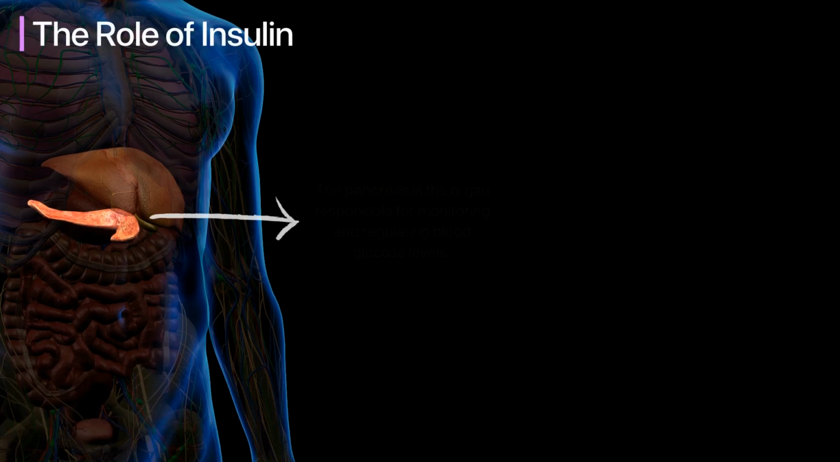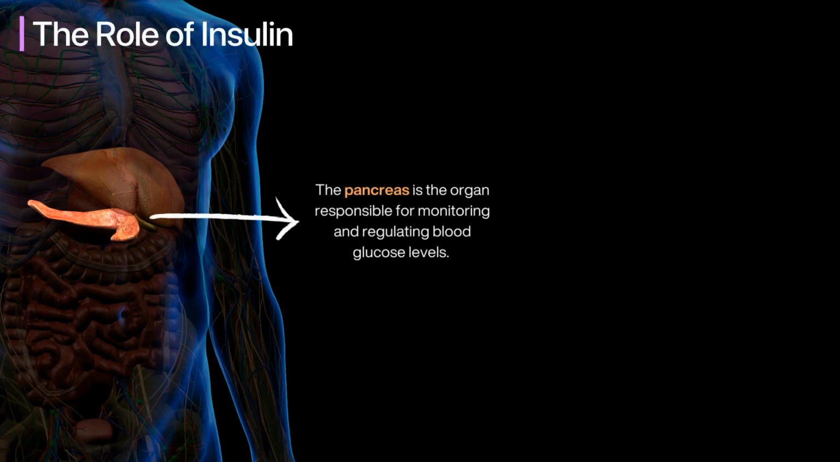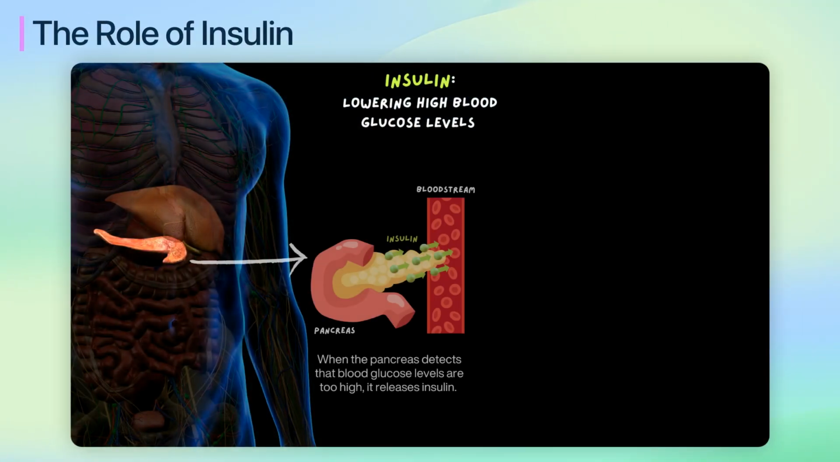The pancreas is the organ responsible for monitoring and regulating blood glucose levels. It does this through two hormones, insulin and glucagon. When the pancreas detects that blood glucose levels are too high, it releases insulin. Insulin has several key functions.